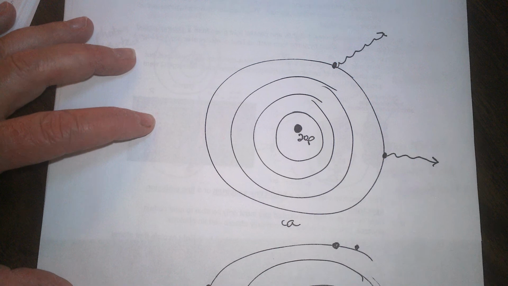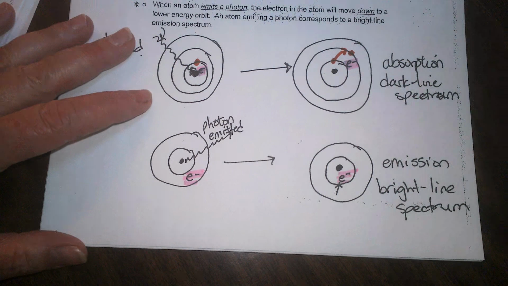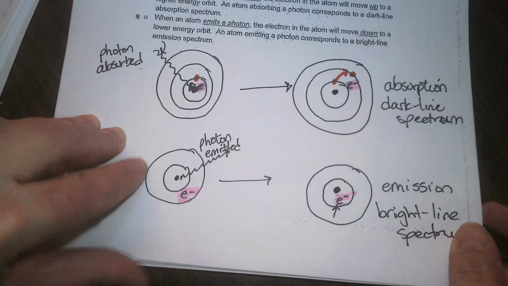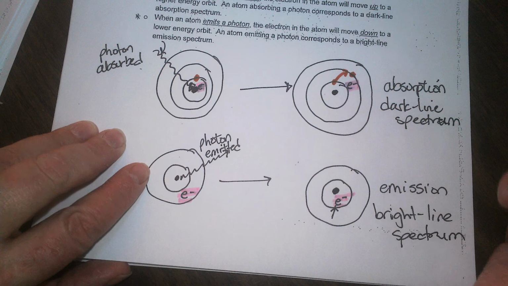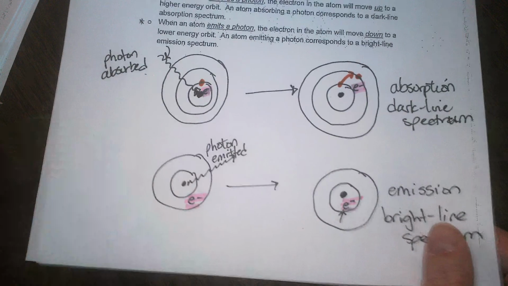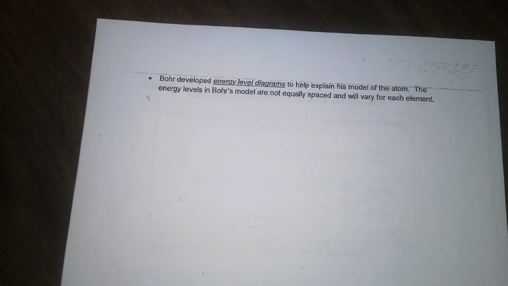So all those things that we learned in Chem 20 come into play here. When we absorb and kick an electron into another level, or we emit and kick it down a level, we change the energy levels. This is what it looks like. So he has energy level diagrams that helped explain this.